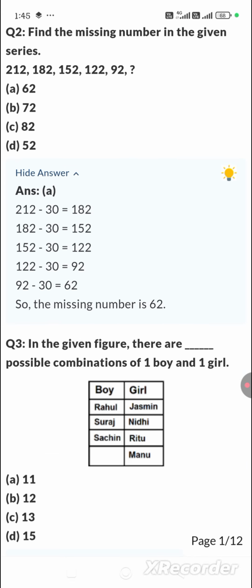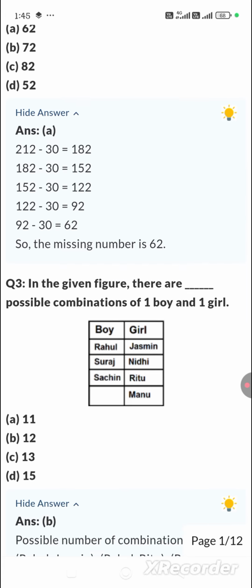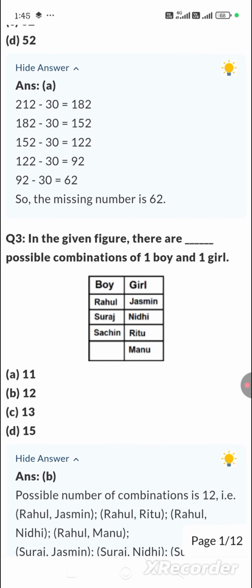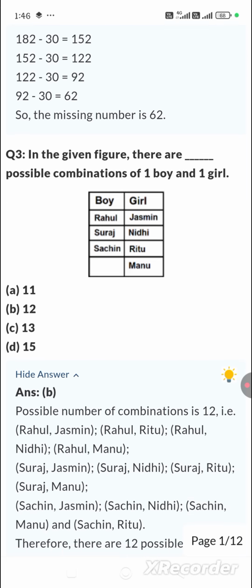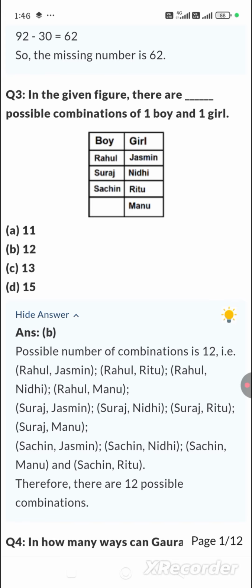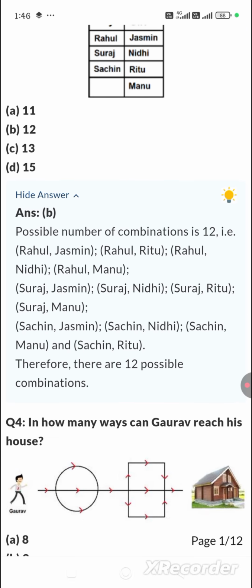In the given figure, there are possible combinations of one boy and one girl. So the answer हो जाएगा आंसर B. Possible number of combination is 12. That is Rahul Jasmine, Rahul Ritu, Rahul Nidhi, Rahul Manu, Suraj Jasmine, Suraj Nidhi, Suraj Ritu, Suraj Manu, Sachin Jasmine, Sachin Nidhi, Sachin Manu and Sachin Ritu. Therefore, there are 12 possible combinations.